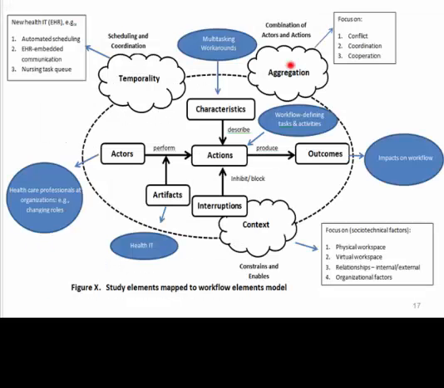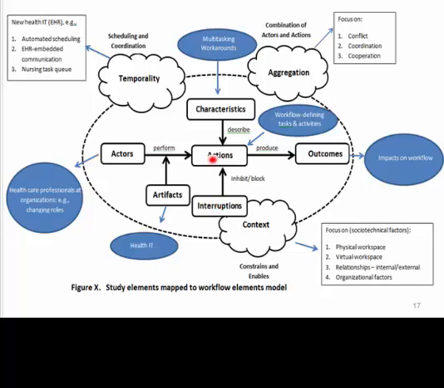So this is the UNIRTL's workflow elements model that I referred to. So in our case, for our study, the actors were the healthcare professionals at the sites. They performed actions, and those actions were the workflow defining tasks and activities that we recorded, and then the outcomes being the impacts on workflow. And additional characteristics of the actions included, were they multitasking or workarounds, and then we also focused on interruptions and that impact on the actions.